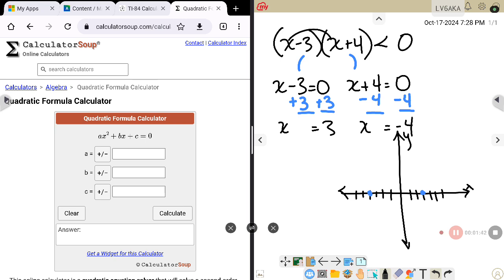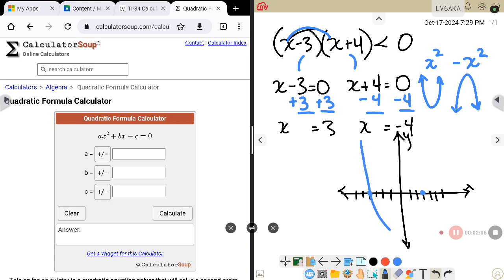Now I need to know if that x squared is going to be positive or negative, because remember, a positive x squared opens up and a negative x squared opens down. Well, if I've got positive x times positive x, that one's going to be a positive x squared. That's what I need to know. I need to know where the x-intercepts are and whether or not it opens up or down.